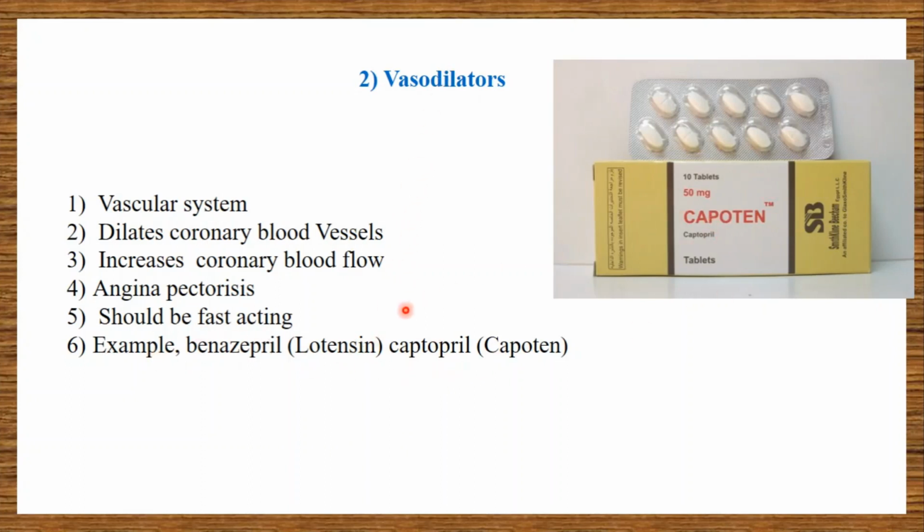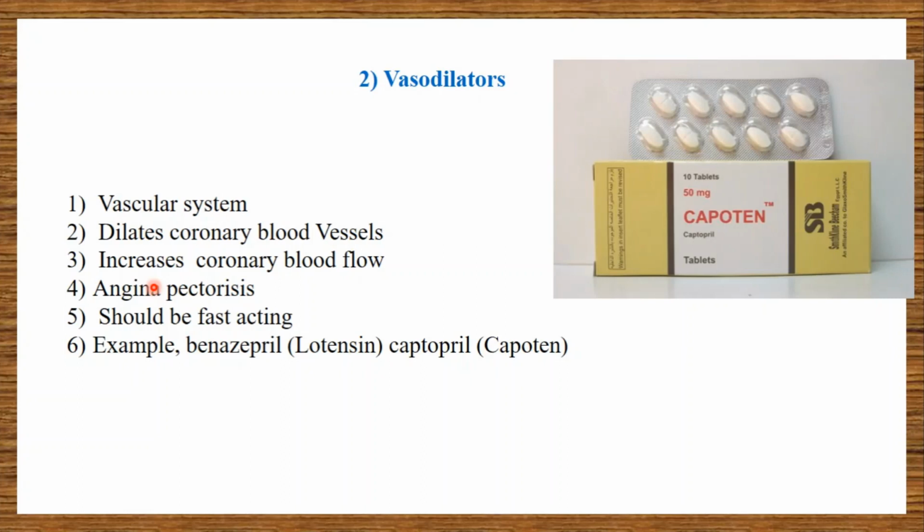This is the image of benazepril and captopril. So this is about vasodilators. Vasodilators are groups of drugs which act primarily on the vascular system. The coronary artery supplies blood to the heart muscle. When the heart is overworked, more CO2 is produced and, due to metabolism in the heart muscle, there is greater demand for O2. Due to narrowing of the coronary artery, the O2 supply becomes insufficient, and this puts further strain on the heart, which results in severe pain called angina.